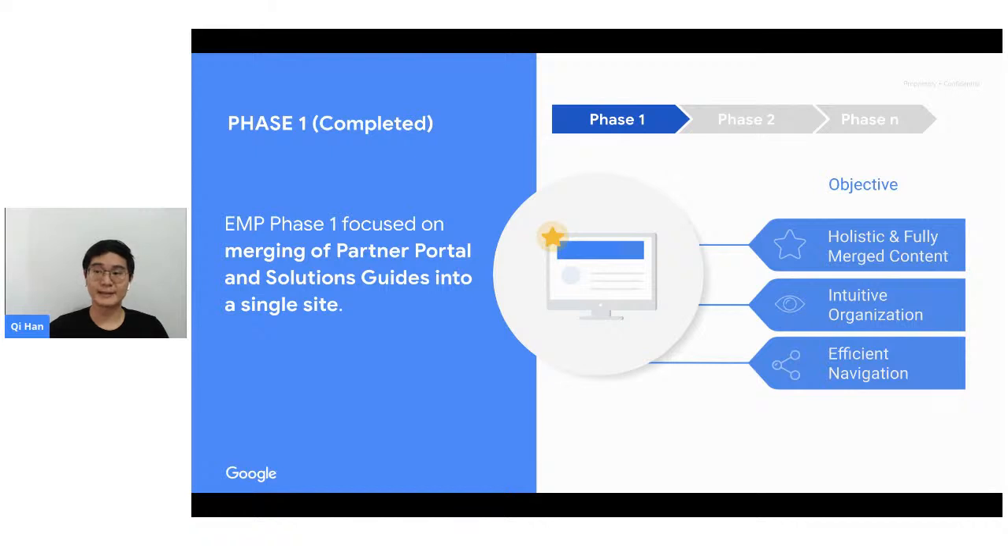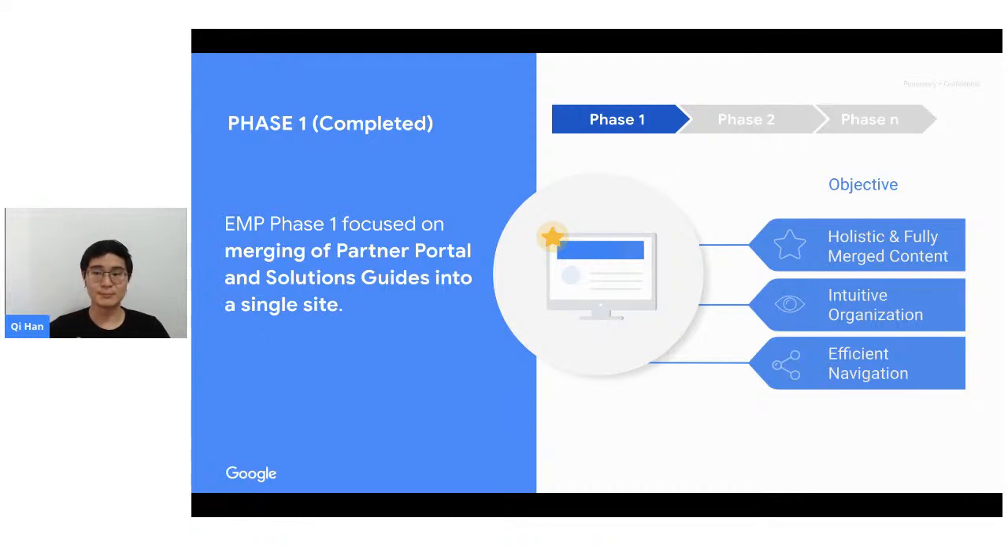Because the EMP will be an evergreen resource for partners and marketers, there will be continuous efforts to grow and improve the site over time, and it will be done through phases in order to meet market demands. So phase one, we've just completed this year. We have been focused on merging the partner portal as well as the solution guides. Some of you may know the partner portal as a previous resource hub for certified partners, and the solution guides as the cross-product solution content hub.